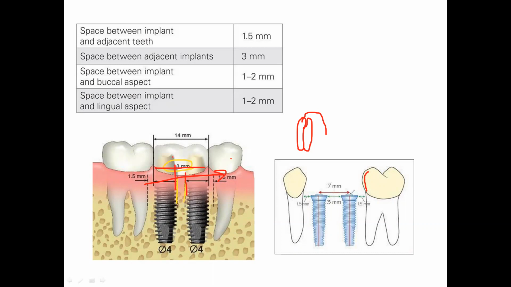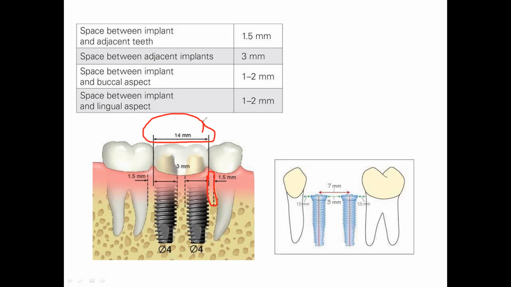As in this picture, between this implant and this implant is 3 mm space. And if we see between the implant exterior surface and another implant exterior surface, the space is 3 mm. What about a natural tooth? From the exterior surface of an implant to a natural tooth, there shall be 1.5 mm distance. And we are talking about the wider space, the 14 mm space, when we have it present.